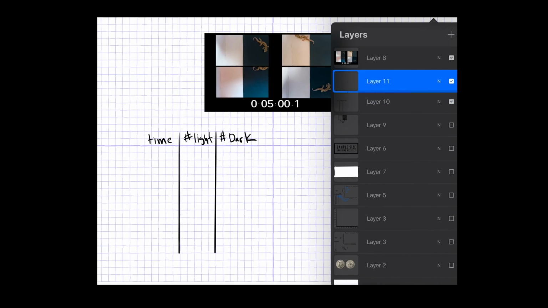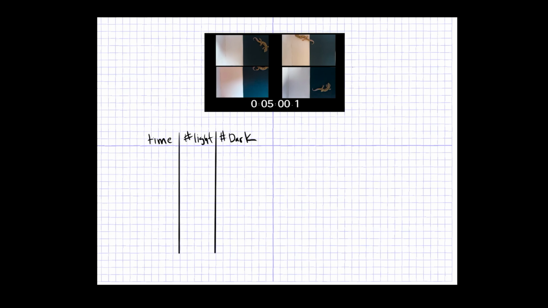You'll be taking data every 30 seconds, so your data table should look something like this. You should have the time, the number on the light, and the number on the dark. We'll consider any gecko whose head is on the light or dark to be on that color. So we're just going to look at the head. We are making this determination before the experiment starts to be as clear as possible as to what we mean by on the light or the dark.